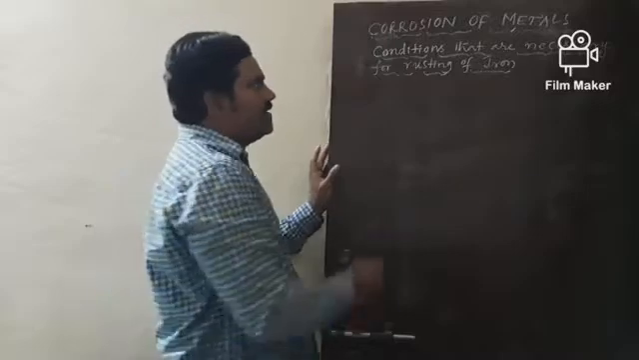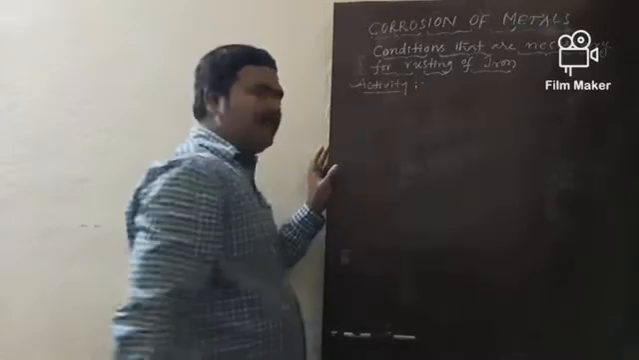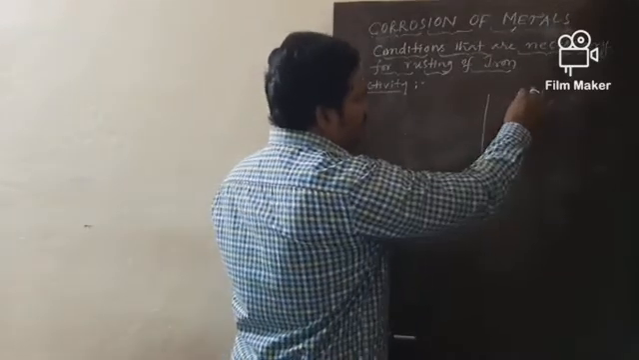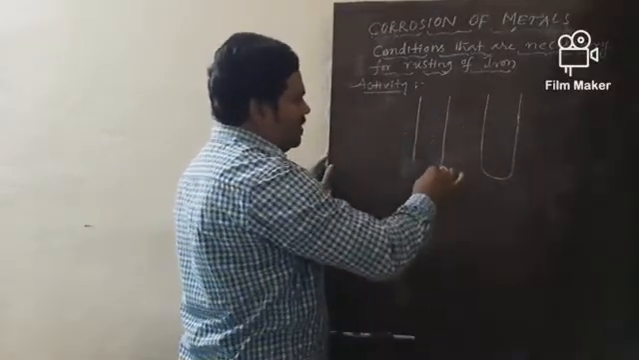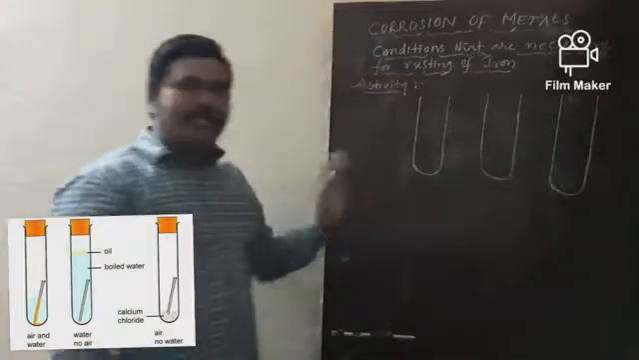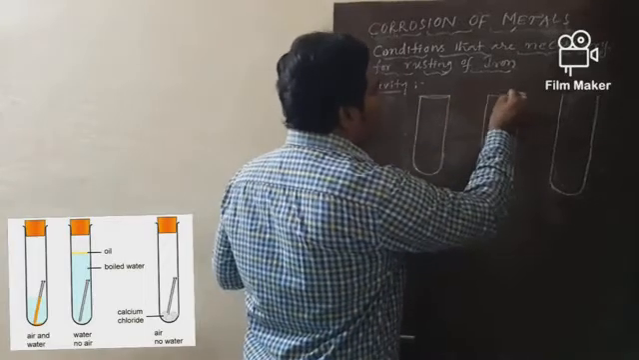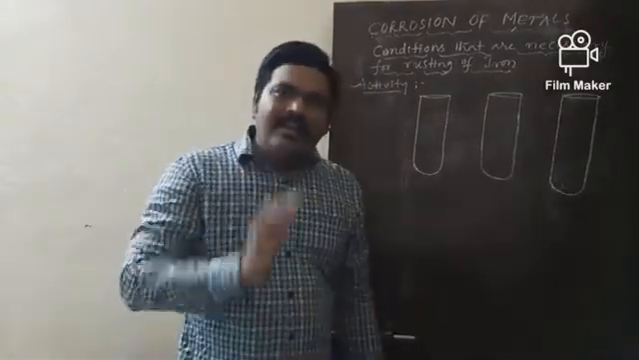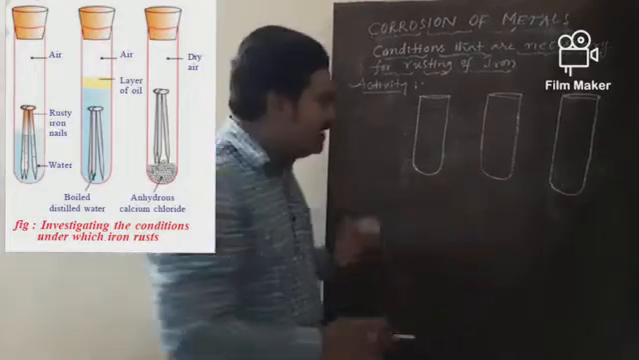Yes. For this activity, we require some materials, some apparatus. What are they? First, I will require 3 test tubes: test tube 1, test tube 2, and the third one, test tube 3. In each and every test tube, let us keep a few iron nails. But see that the iron nail is clean and neat. Very clean, neat iron nails we are keeping in the test tubes like this.